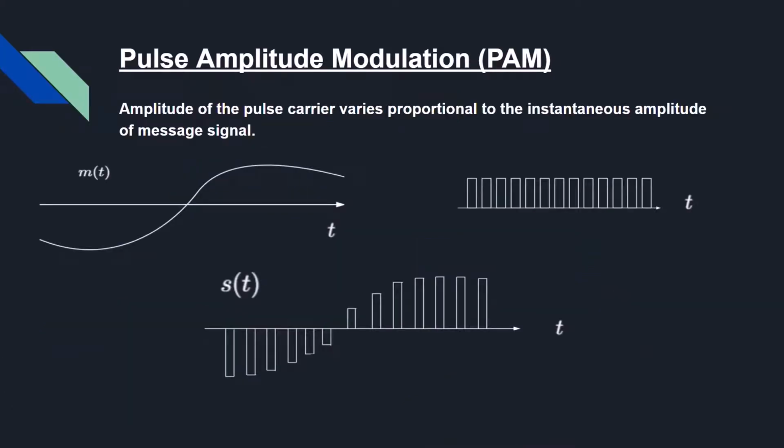In pulse amplitude modulation, the amplitude of the pulse carrier varies proportional to the instantaneous amplitude of the message signal. As you can see, this is a message signal and a carrier pulse train, and s(t) is a PAM signal. It is clearly visible that the amplitude of the carrier varies according to the message signal in s(t). So this is a pulse amplitude modulated signal.